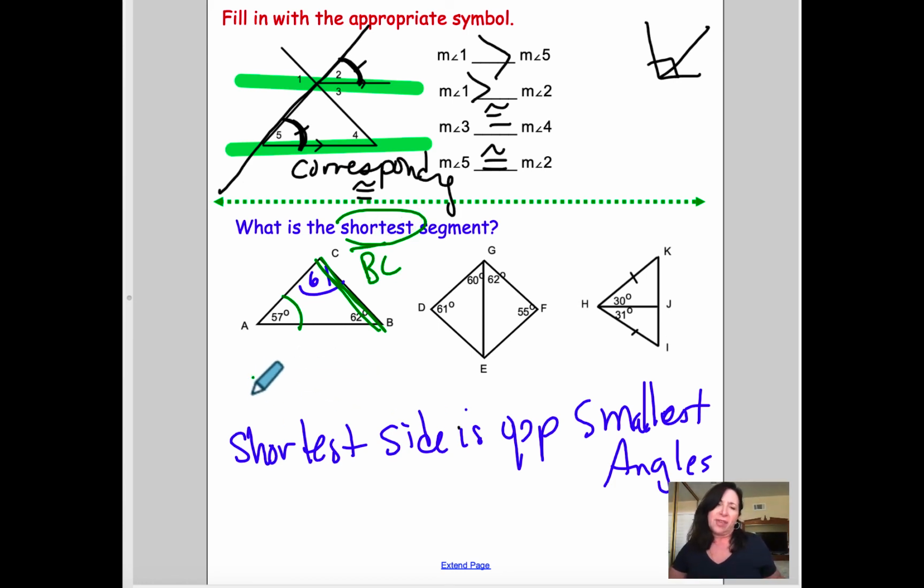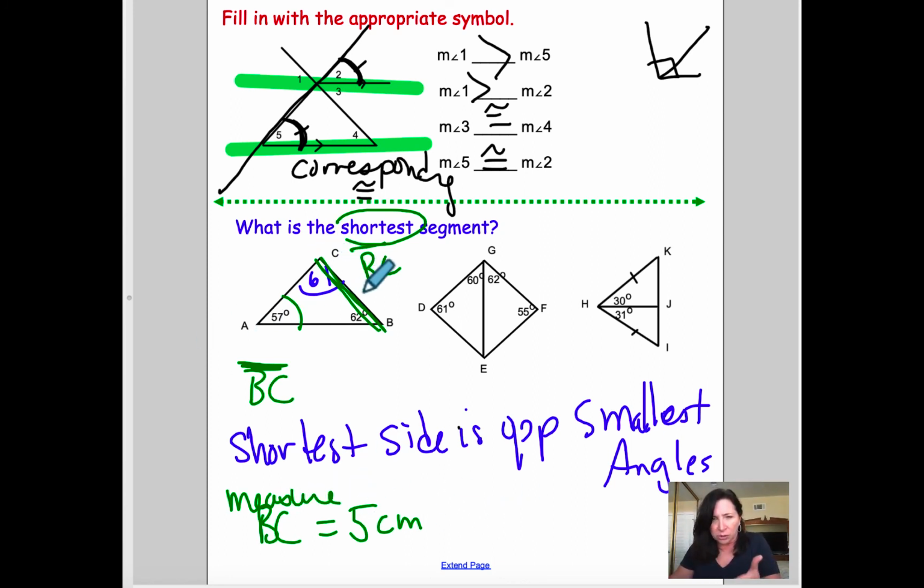And when we write a segment, people, it is with a little line segment above it. If I'm looking for a measurement, like if I said the length of BC is 5 centimeters, then I would write BC equals 5 centimeters. But because I'm not talking about a measurement, I'm talking about an actual segment, you put a little line segment above it.